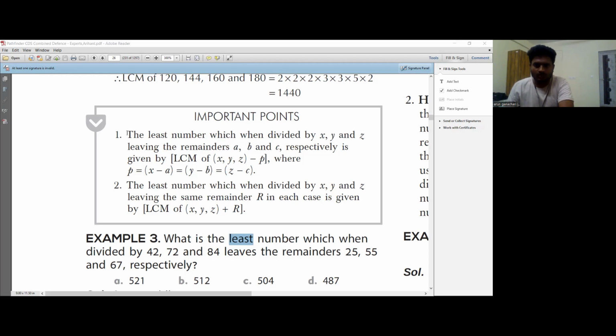Use this formula and find it out. All you have to do is first find P. How will you find P? 42 is A, 72 is B, 84 is C. The remainders are X, Y, and Z. So P can be found by subtracting X minus A. Sorry, the remainders are A, B, C.